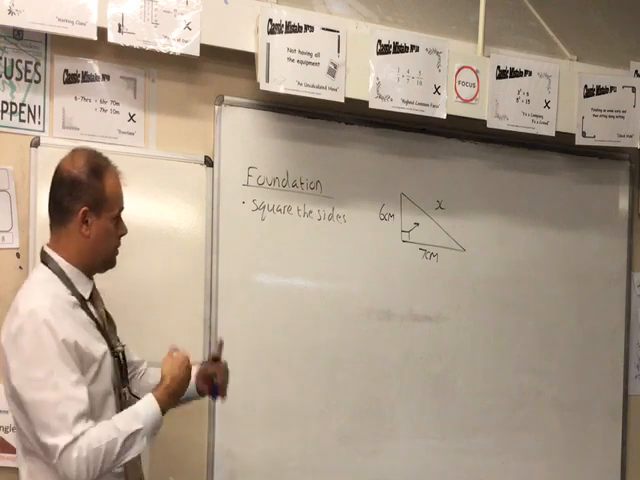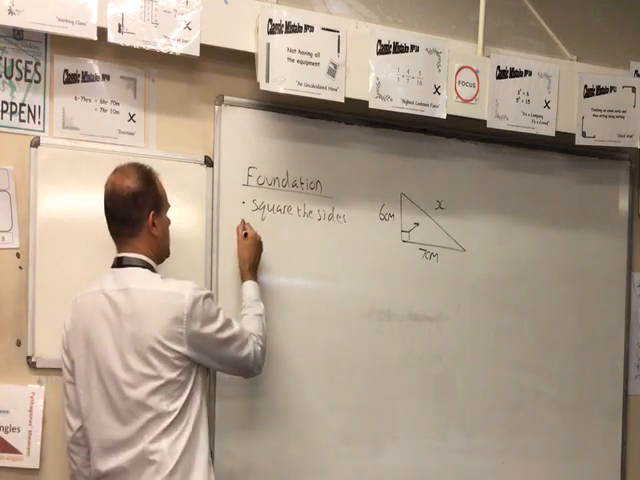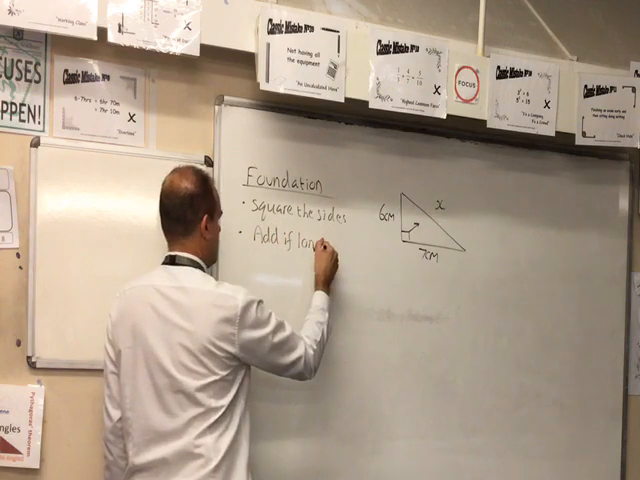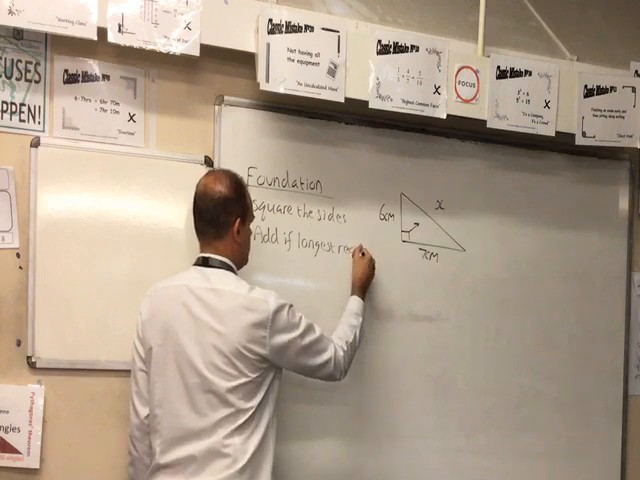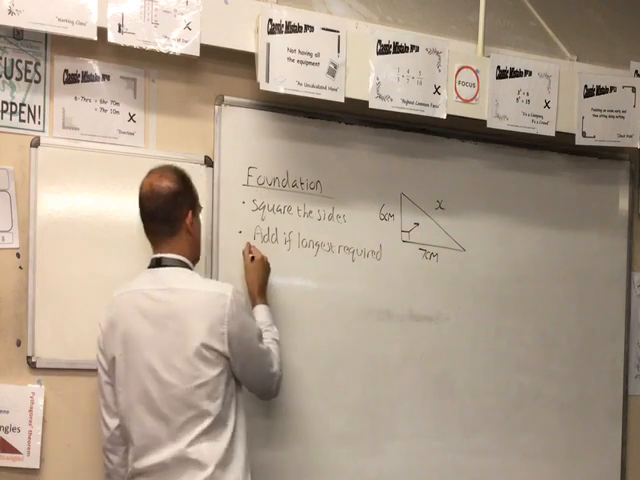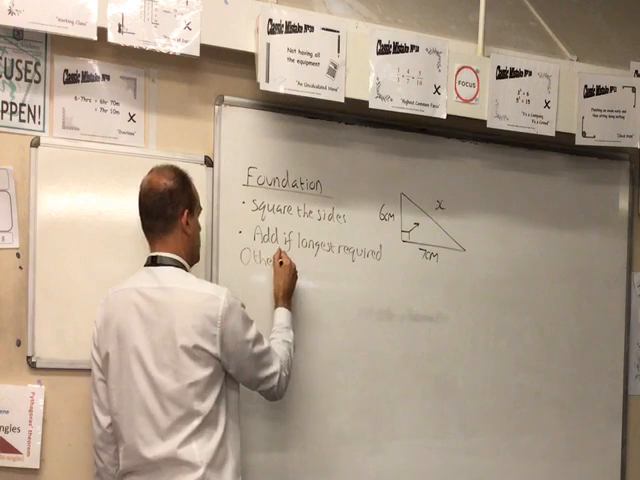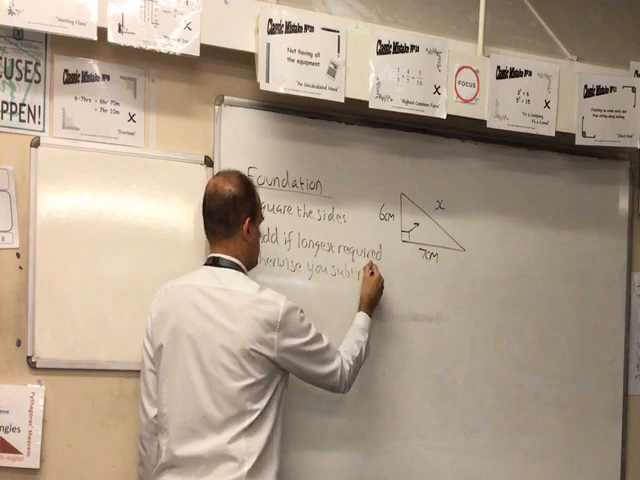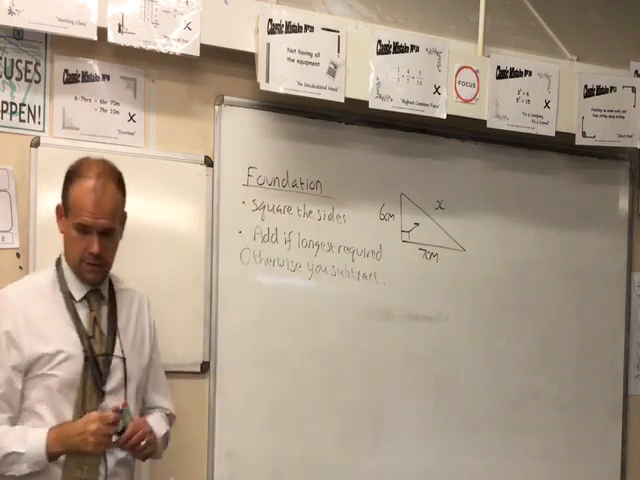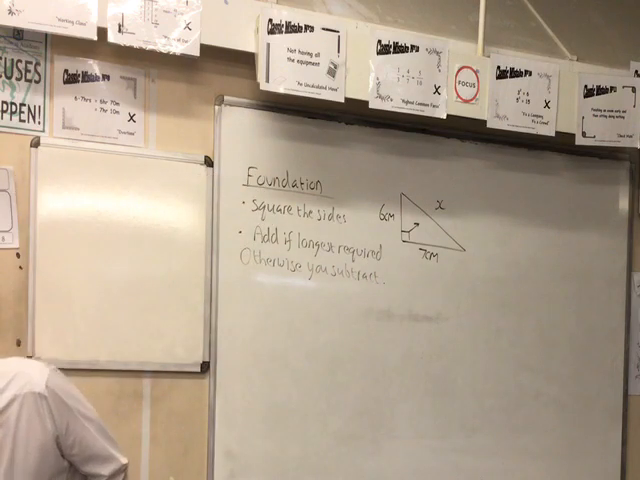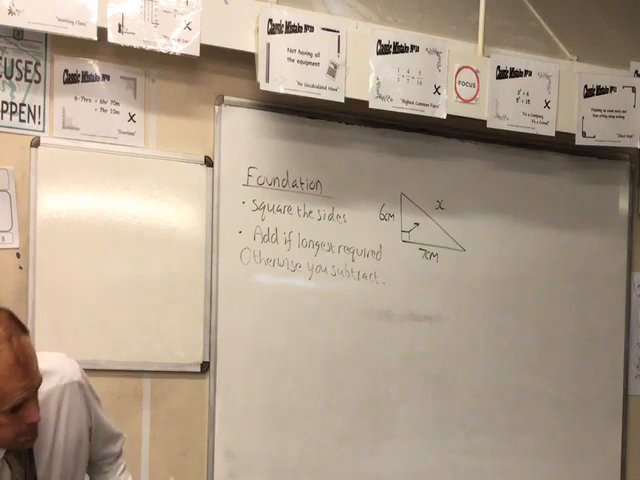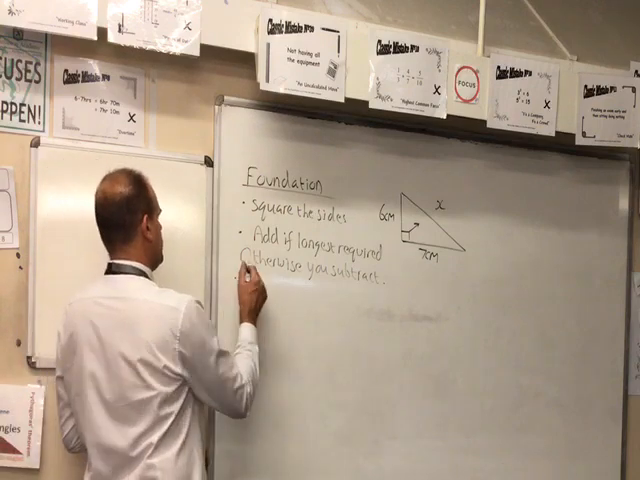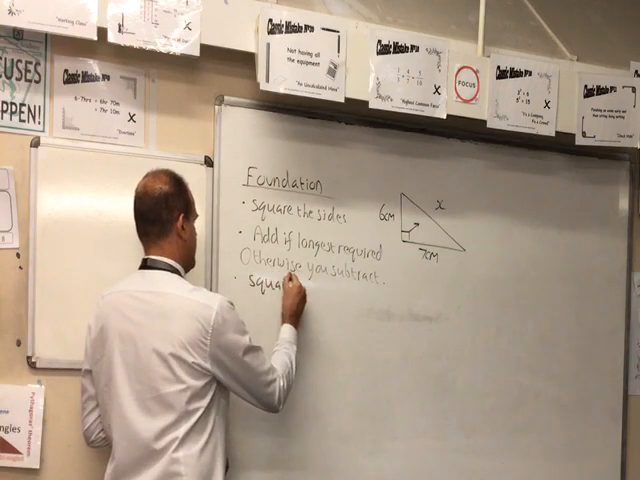Well, rather than going through all that process of rearranging, what I say to students is, you add if the longest side is required. Otherwise, if it's not the longest side you're after, it's one of the two shorter sides, you subtract. Then obviously you square root at the end to get your answer.